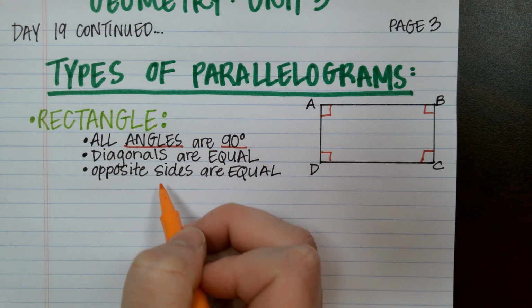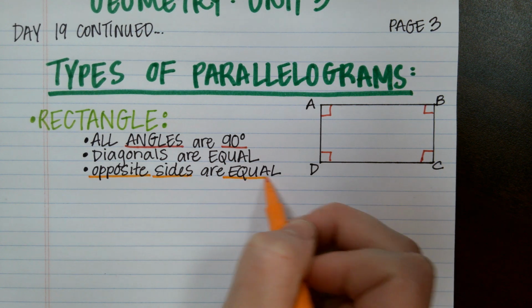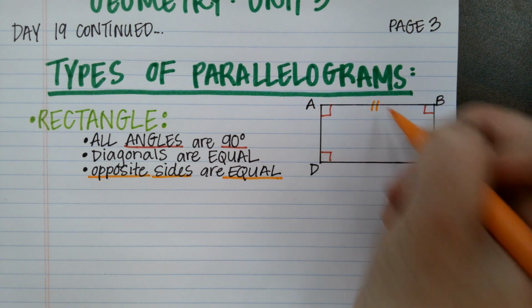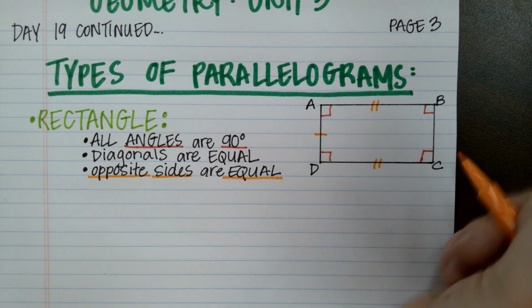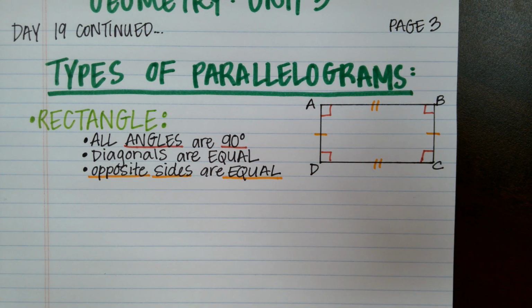How are we gonna label our opposite sides as being equal? With the little lines. I'm gonna put 2 on AB and DC just because they're longer. You could put 1 and 2 on the others. But I'm just gonna put my little dashes on my congruent side lengths.